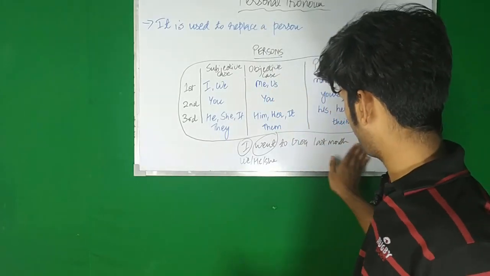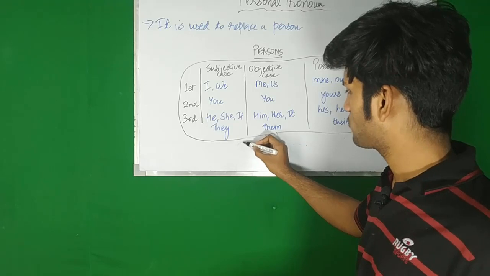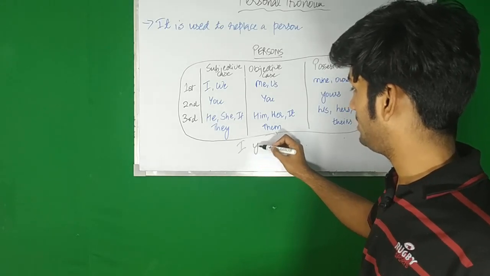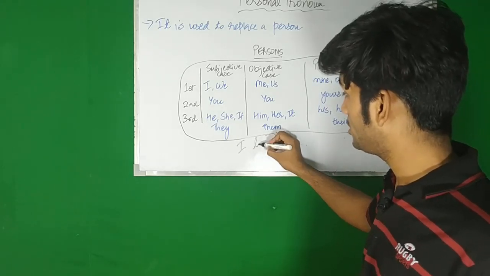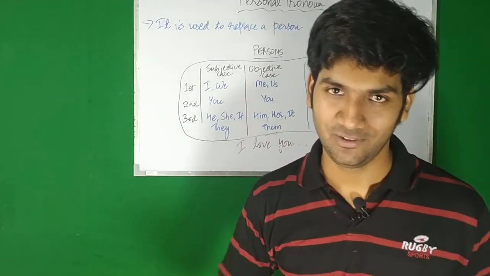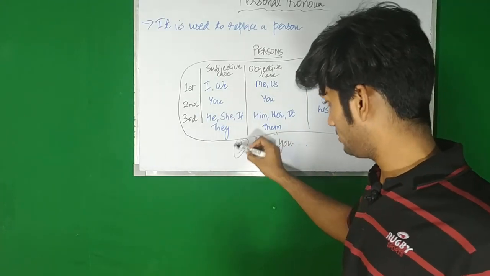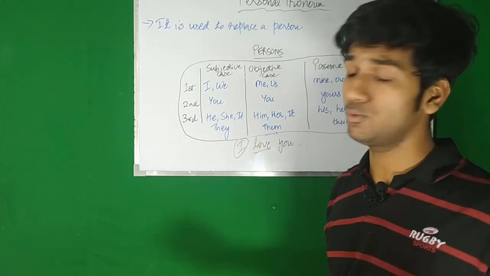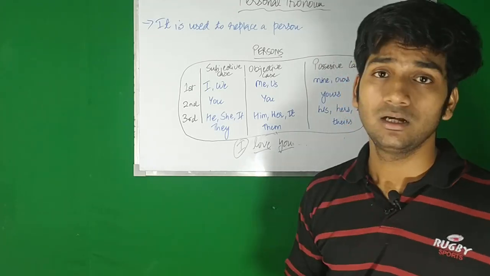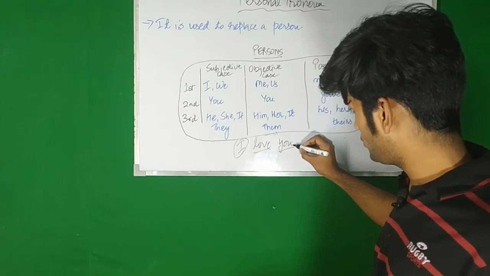Now we'll take one more example for an object. So I'll write something that I really mean. I love you. Which I do. So my subject here is I, my verb here is love, and you is my object, right? Now, can I use a subjective pronoun here in place of you?